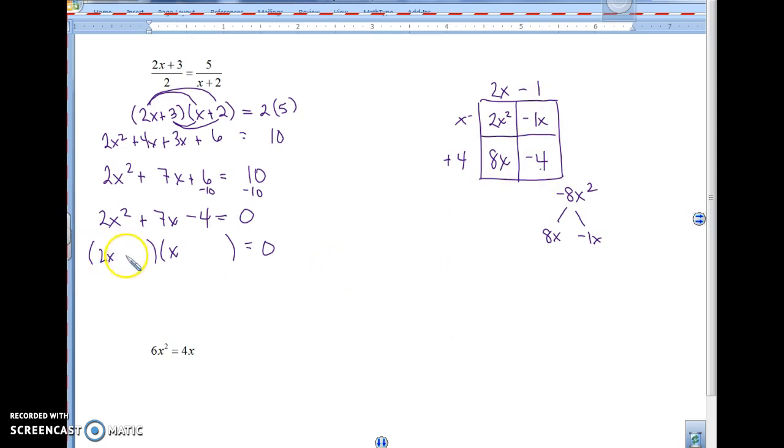All right, so that gives me 2x minus 1 times x plus 4. Set each factor equal to 0. This one is going to be x equals negative 4. Move the 1. 2x equals 1. Divide by 2. x is equal to 1/2. So 1/2 and negative 4 are my two answers.